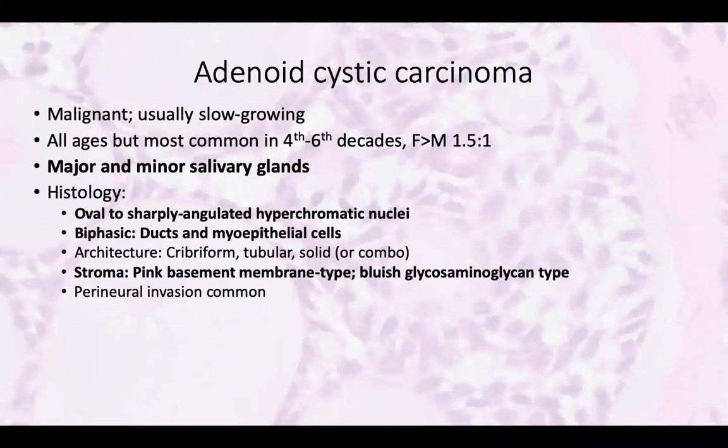And by histology, the one thing that's more specific is that you have these angulated hyperchromatic carrot type nuclei. And it is a biphasic tumor. So remember, you will have the ducts as well as the myoepithelial cells. There are three different types of architecture. There's this cribriform architecture, which we saw, tubular architecture, which we also saw, and then a solid type, which I'll show you a little bit later. And then the stroma, like I said, there are two different types. There's this pink basement membrane type, and then there's this bluish glycosaminoglycan type. But you usually see decent amounts of stroma as well.